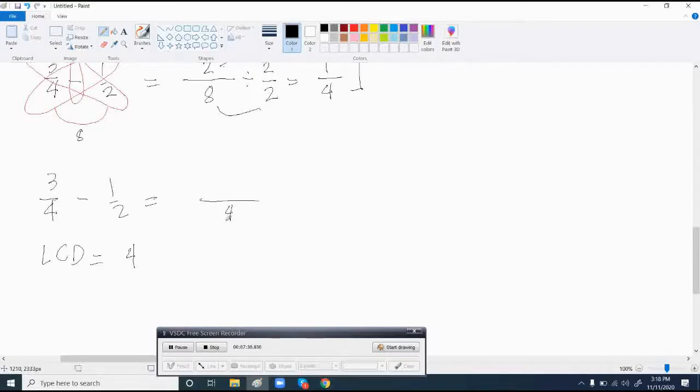We will use this one to divide our denominator and multiply your quotient to your numerator. So 4 divided by 4 will be 1, multiply 3 will give you 3. 4 divided by 2 will give you 2, multiply 1 will give you 2. And then let us subtract. 3 minus 2 is 1. And then copy your denominator, and that is your final answer.